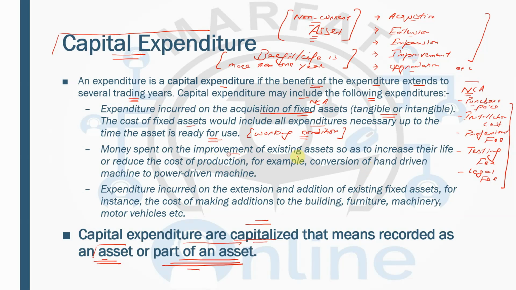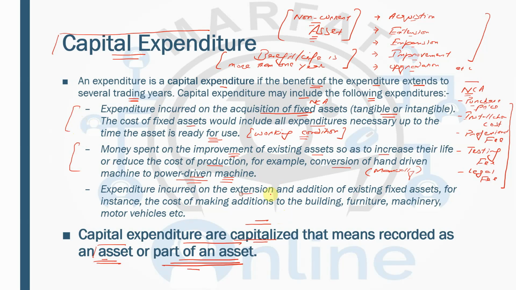Money spent on improvement of existing assets, so as to increase their life or reduce the cost of production, for example, conversion of a hand-driven machine to a power-driven machine. Like there was a machine which was used manually, now you have made the expenditure so that it can be used automatically. So it became automatic, previously it was manual. That means there is an improvement in the existing asset. So this expenditure should be capitalized. This should be part of the asset cost.